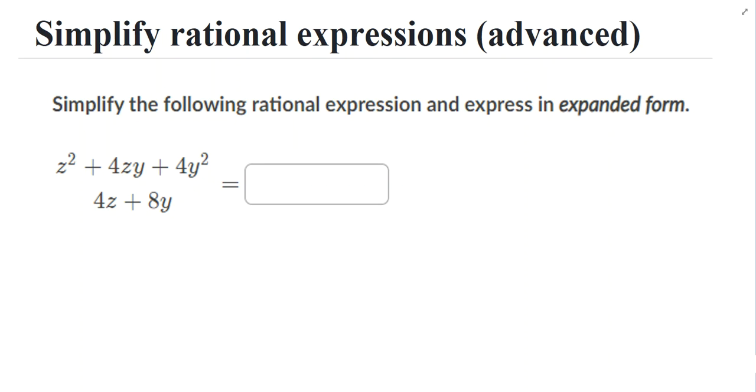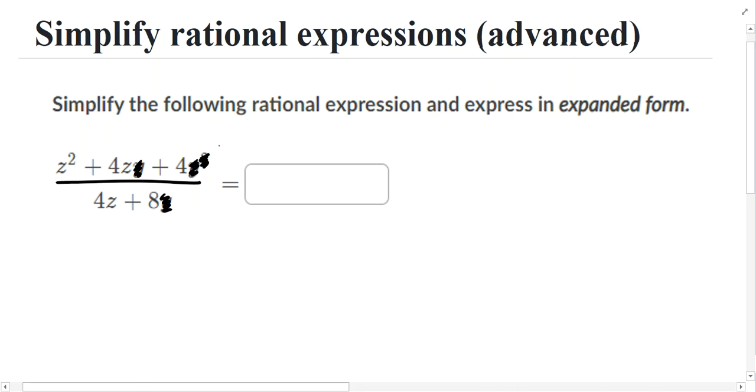In this video, we are still simplifying rational expressions. This time we're completing them from the advanced portion of the Khan Academy set of questions. Here again we have a rational expression which is made up of a polynomial divided by another polynomial. The major difference here is that we have results that contain a second variable.